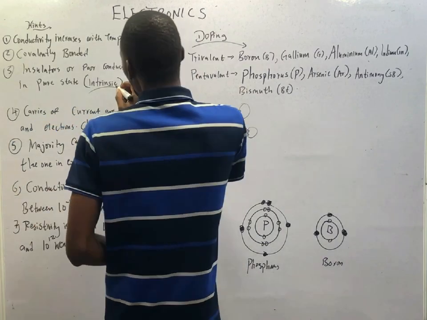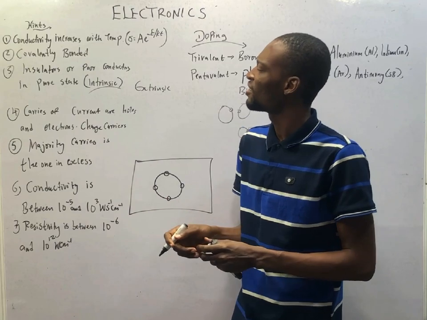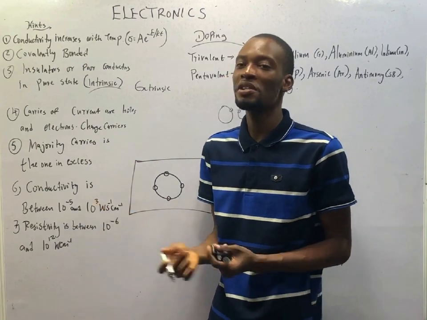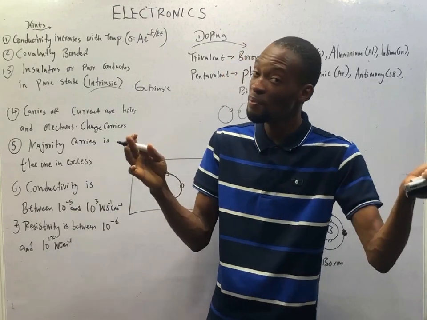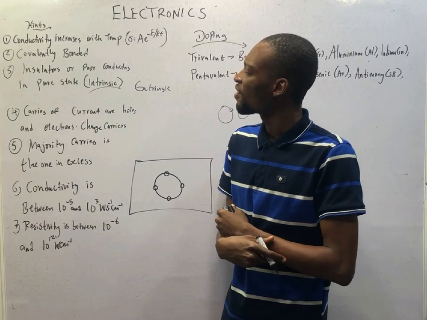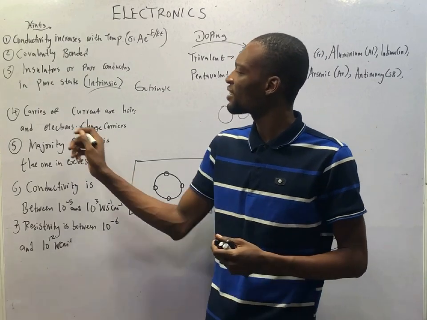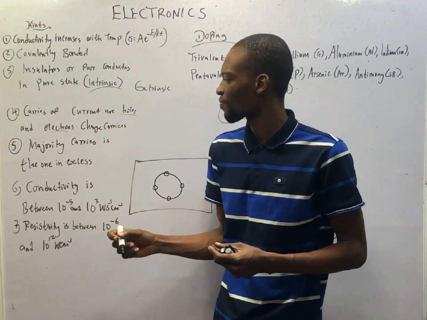So pure is intrinsic, impure is extrinsic. Your E, you always refer to that as impure, bad character, so you can take it that way. Now, the carriers of current in semiconductors are holes and electrons.